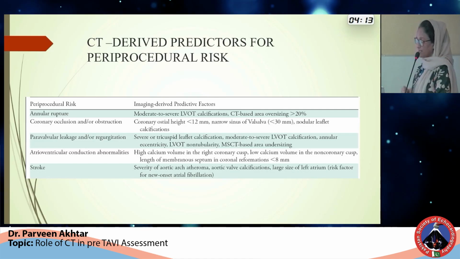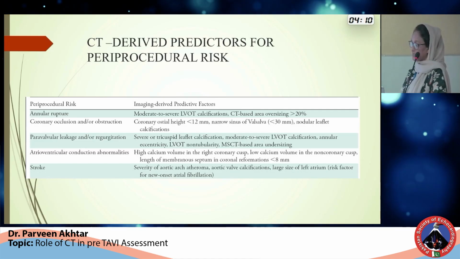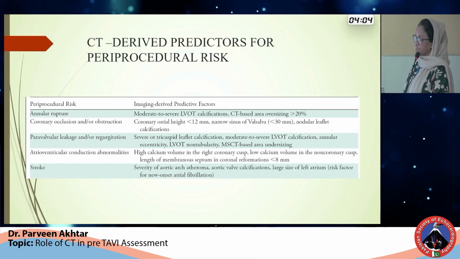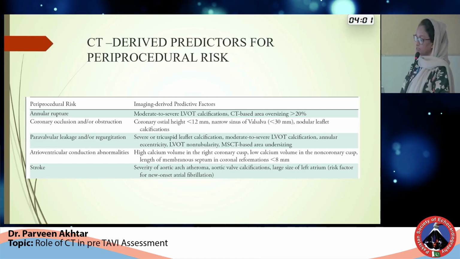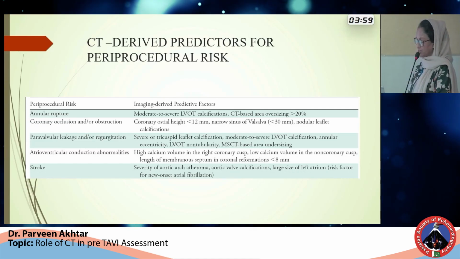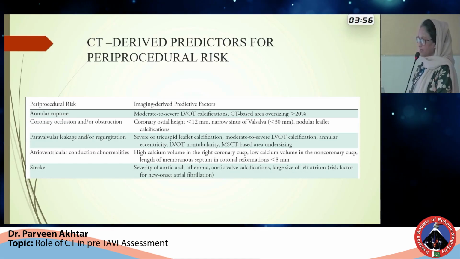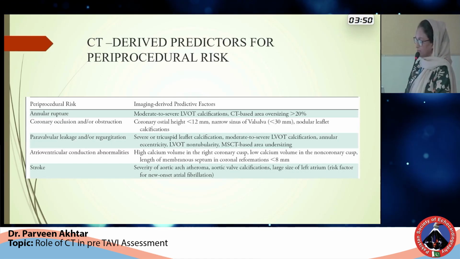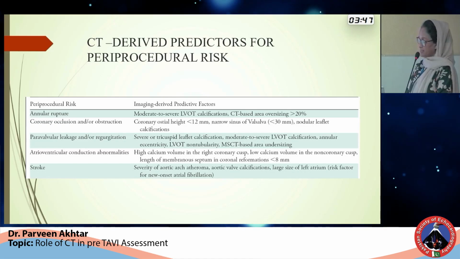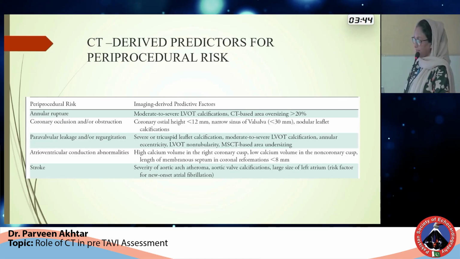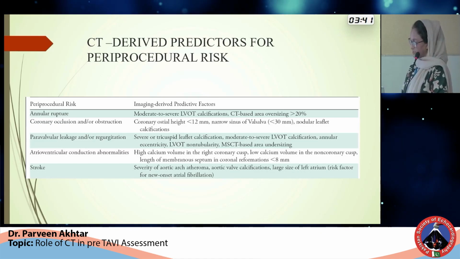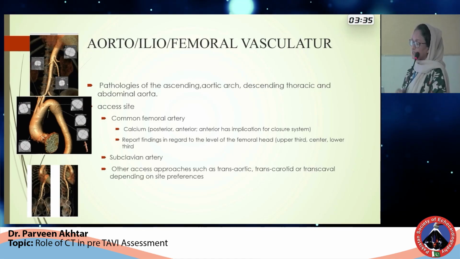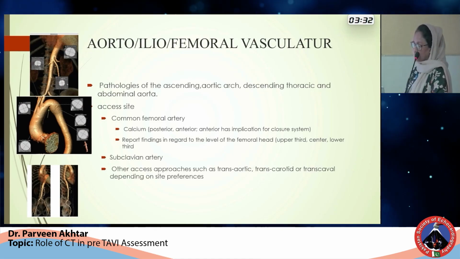If you use an undersized valve, then AV conduction again depends on the calcification and the length of the membranous septum. If it is less than 8 millimeters, there is more chance of AV conduction defect. Then a stroke depends on the atheroma of the aorta, especially the aortic arch, and also on the leaflet calcification. And you can guess by measuring the LA, because if the LA is dilated, there's a chance of atrial fibrillation. Then the second part is to assess the aorta and the iliofemoral vasculature.